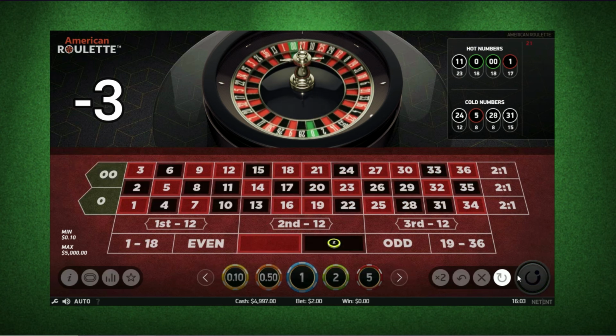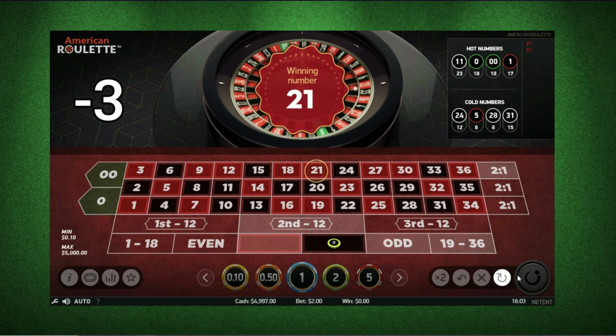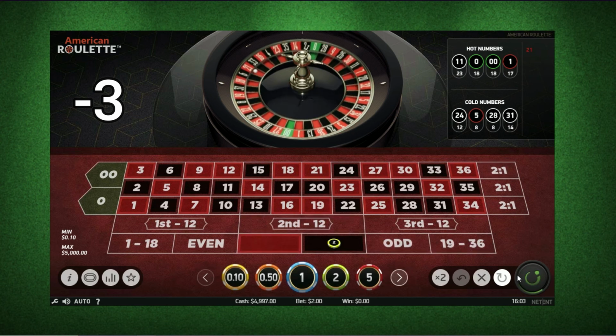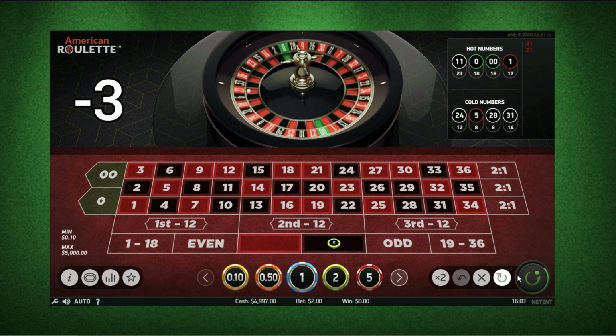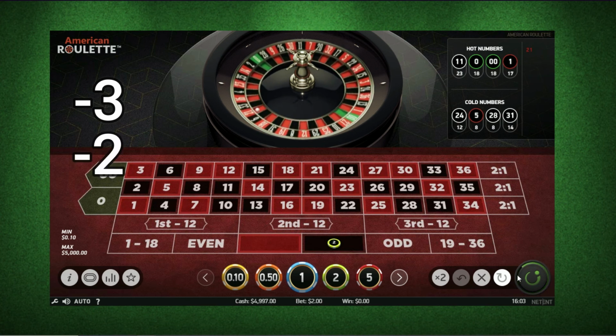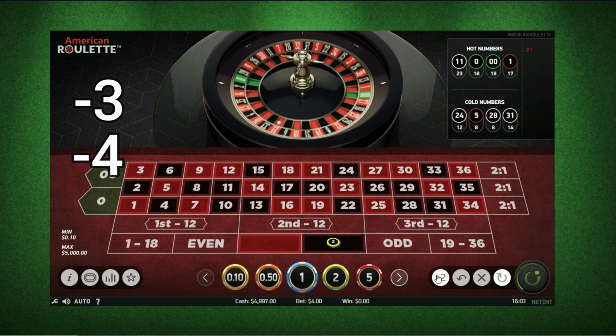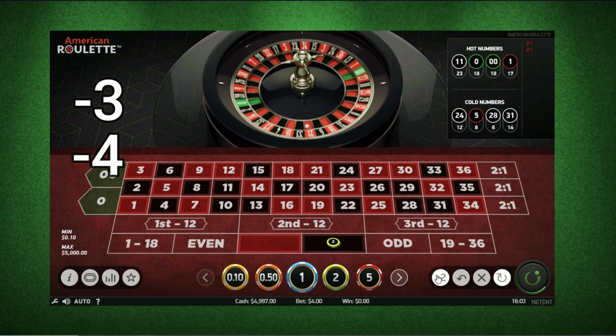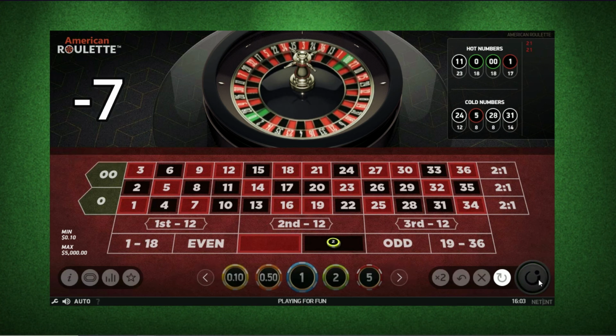Spin it again. The winning number is 21 red. Alright, we lost that one too. So what do we do? Keep our same bet and double it. Just bear with me. Just stick it out. You'll see what I'm talking about.